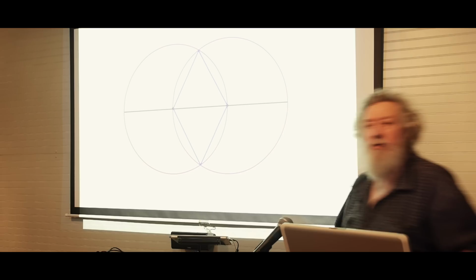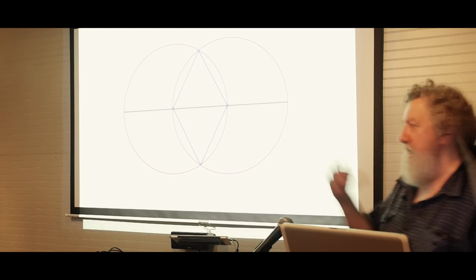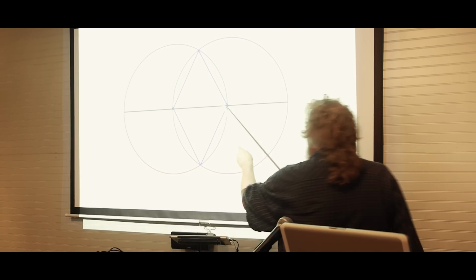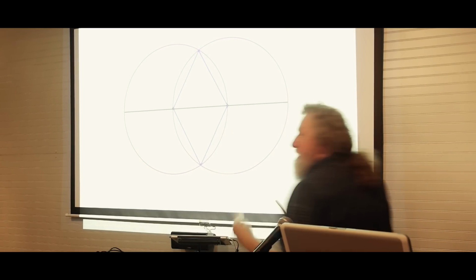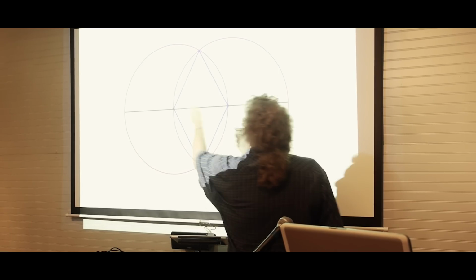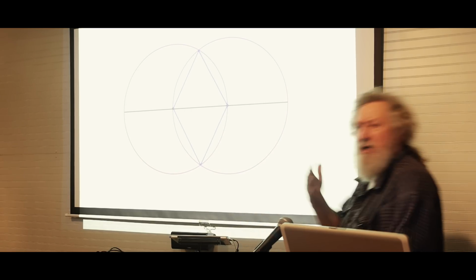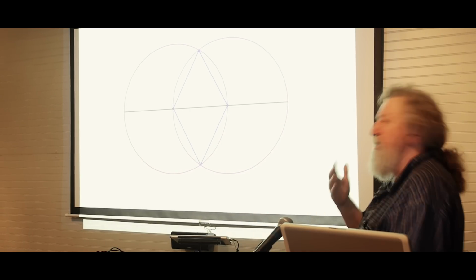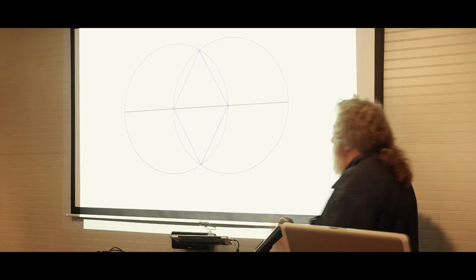Because an equilateral triangle means that all the sides of the triangle are equal, right? Equilateral. We know that this is one unit because it's a radius of the same circle. We know that this is one unit because it's a radius of a circle equal to the other one. So therefore, simple geometric logic, we know that we're looking at an equilateral triangle. All three sides are equal, right?